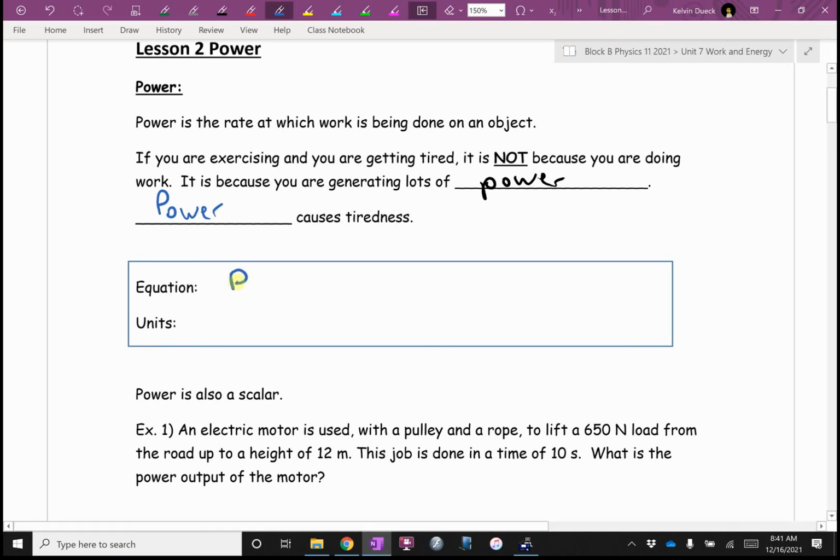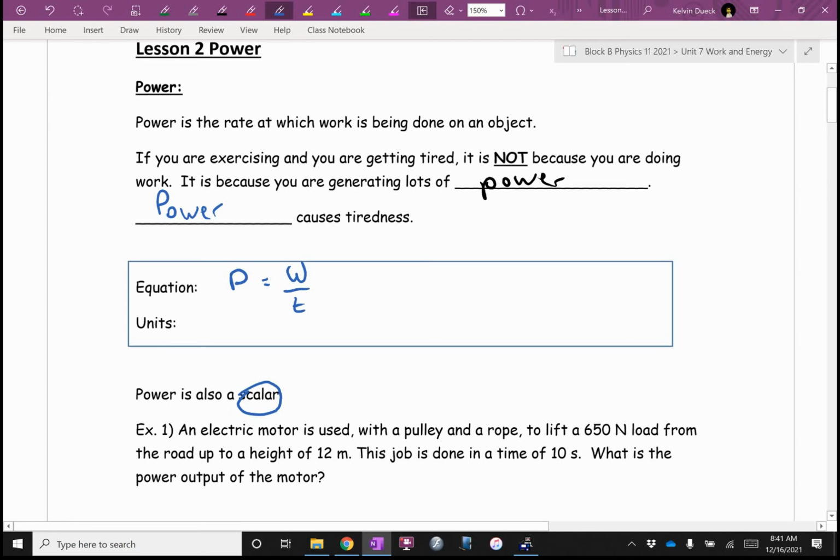Power, symbol capital P, not lowercase p. What's a lowercase p a symbol for? Momentum. Have I mentioned we're running out of letters? We are. Power, capital P, is work over time. Power is a scalar, no direction.